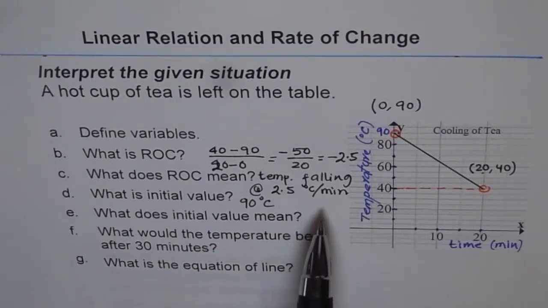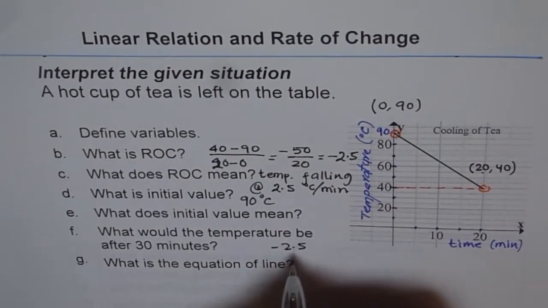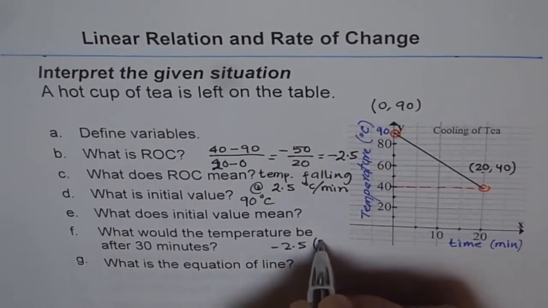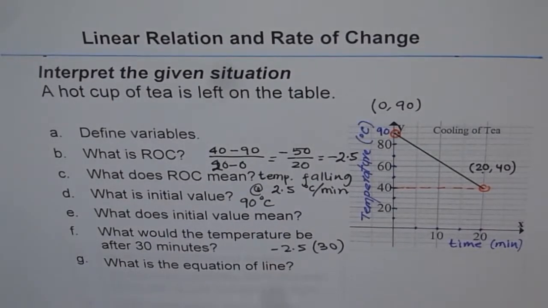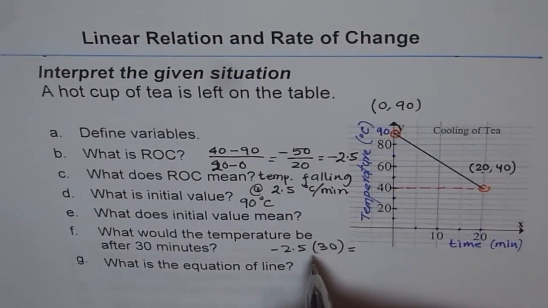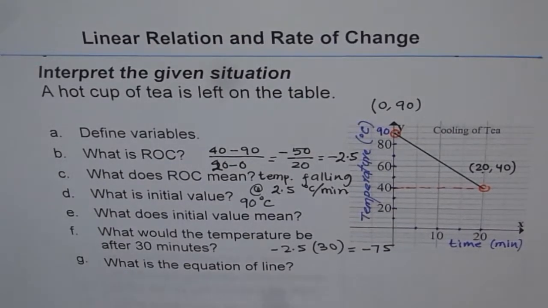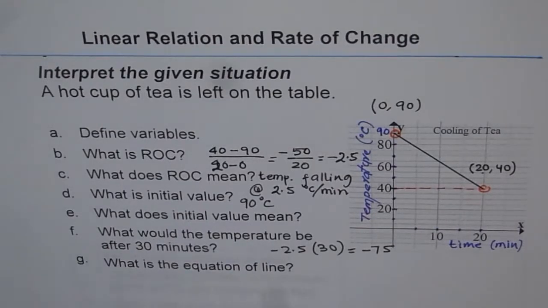So as we can see, every minute it falls by 2.5 degrees centigrade. So in 30 minutes it will fall by minus 2.5, because the temperature is decreasing, times 30. So that is what will be the difference in temperature, right? So you can multiply this and you get times 30 will give us 75. So minus 75, correct? So that is 75 lesser than what? Lesser than initial temperature.